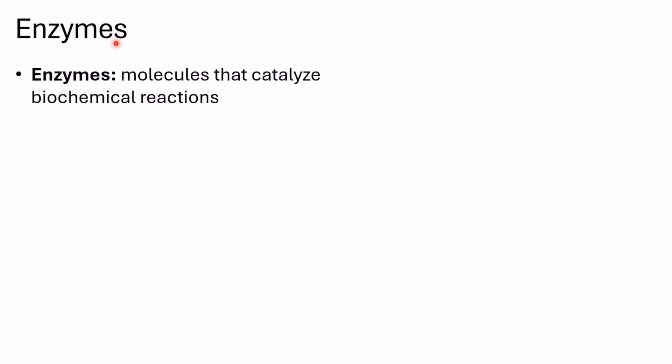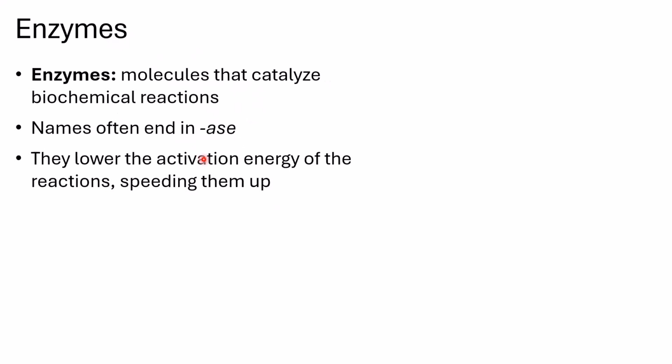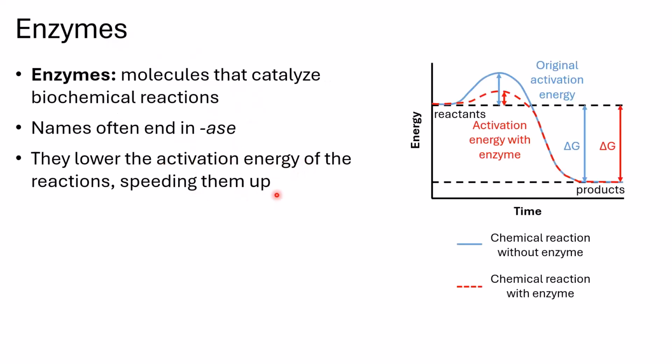Enzymes are defined as molecular catalysts, which means that they speed up metabolic reactions. You can usually recognize enzymes by their names, since most end in -ase. Enzymes catalyze reactions by lowering their activation energy. Let's look at this energy curve, which shows how a chemical reaction would look without an enzyme in blue and with an enzyme in red. The addition of an enzyme decreases the activation energy, as seen by the smaller hump at the beginning of the reaction. As a reminder, the activation energy determines the speed of a reaction.